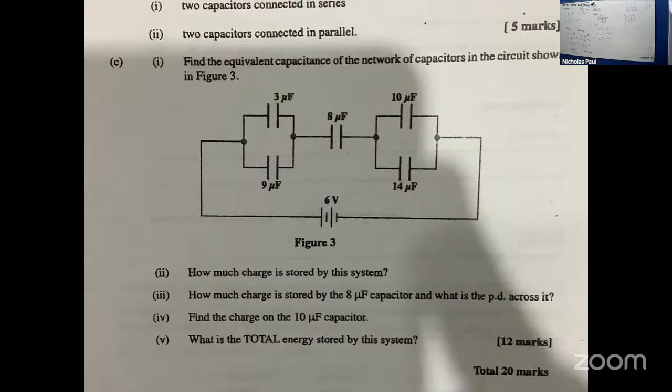Right, so done. Okay, do the first part. Show it up quick, and then you work it out. Please remember your values are in micro.